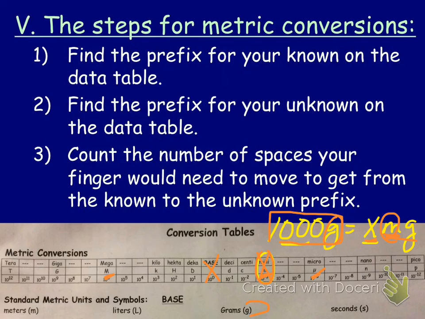So this is the milligrams that we're looking for. It's a little m. So then what we're going to do is count the number of spaces that our finger would need to move to get from the known, right here, grams, to the unknown prefix, which is over here, milli. So we would go 1, 2, 3. So we had to actually move our finger from this spot to the next spot, to the next spot, to the next spot. So we moved it 1, 2, 3 places.